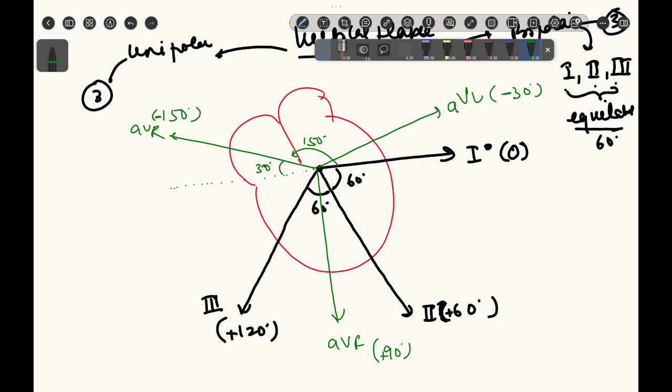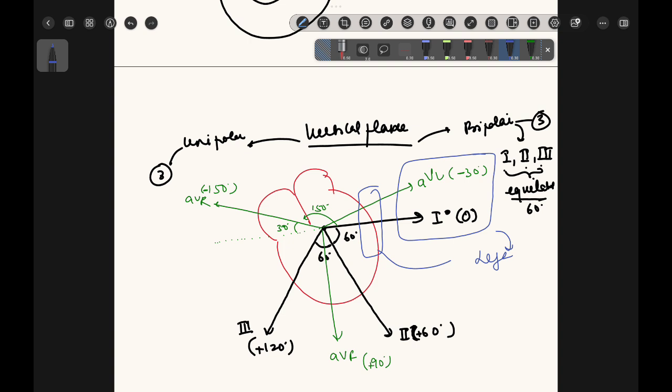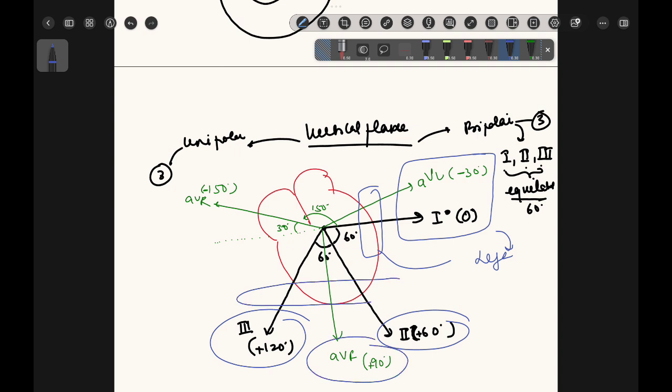If you look closely in this area, you will be able to see that lead number 1 and AVL are on the left side of the heart, isn't it? They're representing the left side of the heart. If you look at lead number 2, 3 and AVF, they're covering the inferior side of the heart. And the lead on the right side, AVR, is covering the area that lies on the right side of the heart. Are you able to see that?